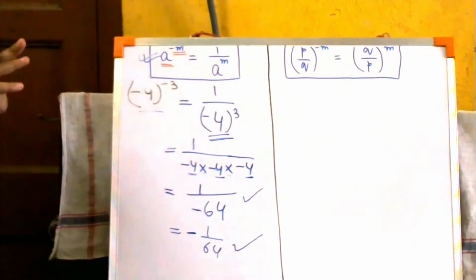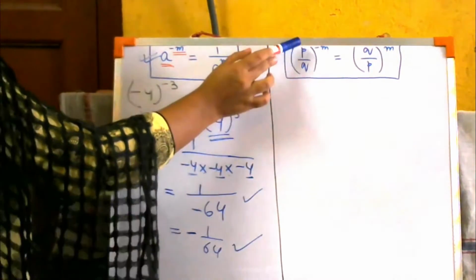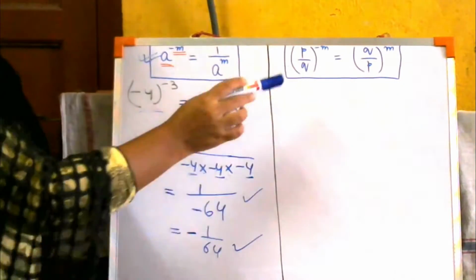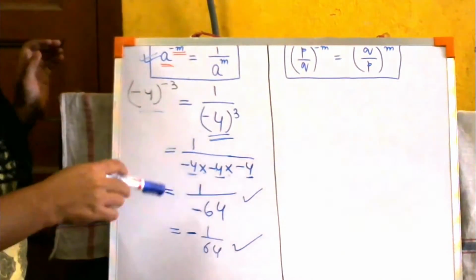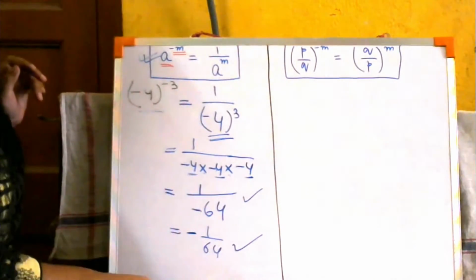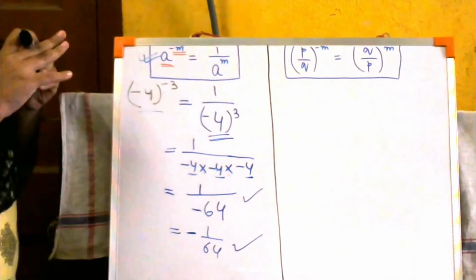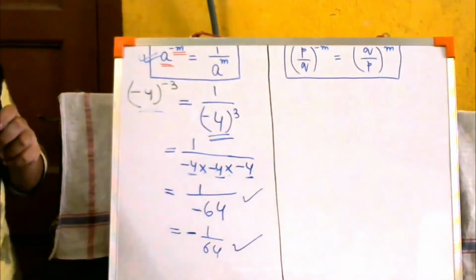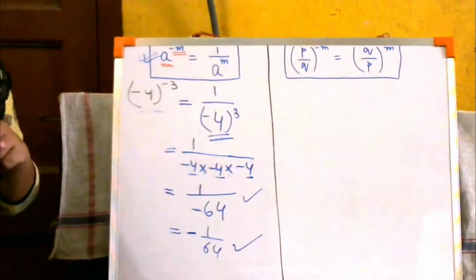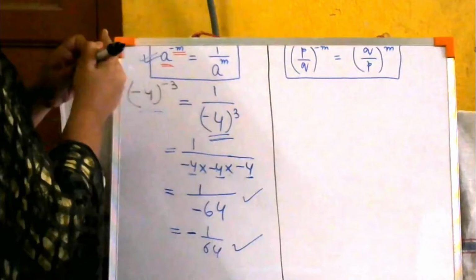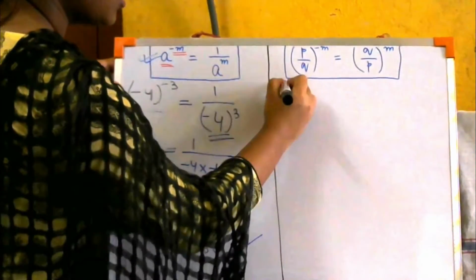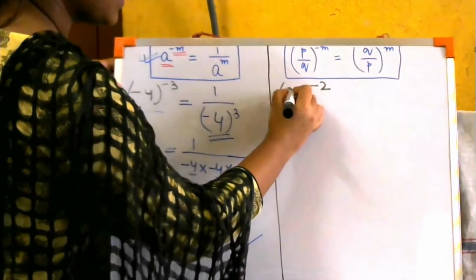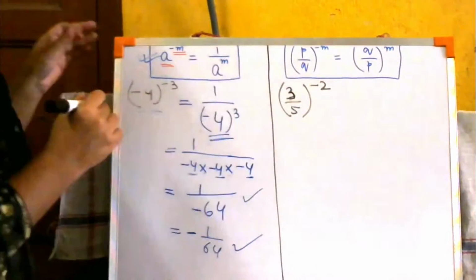Okay. Now let us go to the next formula, that is this one. P by q to the power minus m equals q by p to the power m. This was the second law of exponents, if you remember what I am talking about. Okay, now let us do a sum with this type of formula. 3 by 5 to the power minus 2.